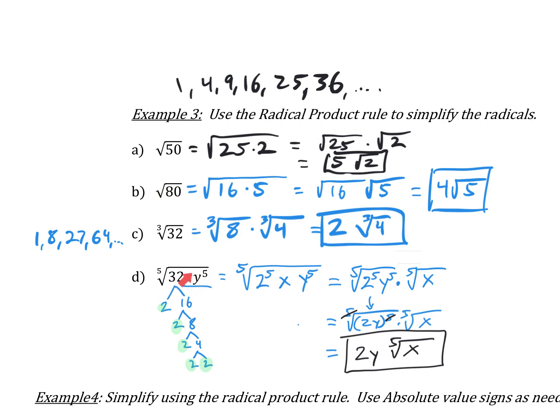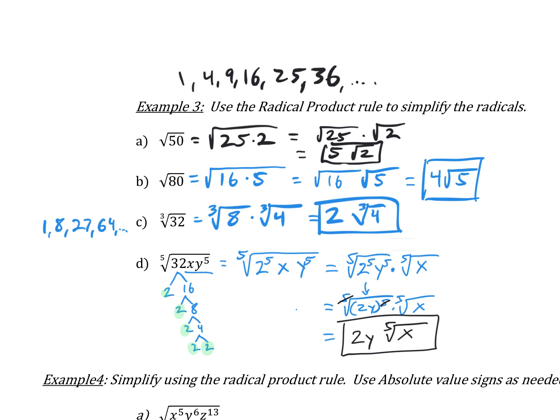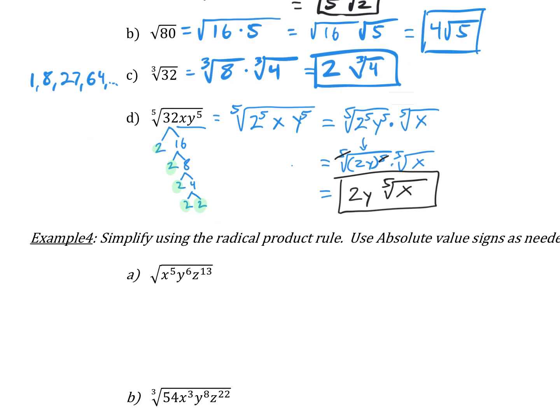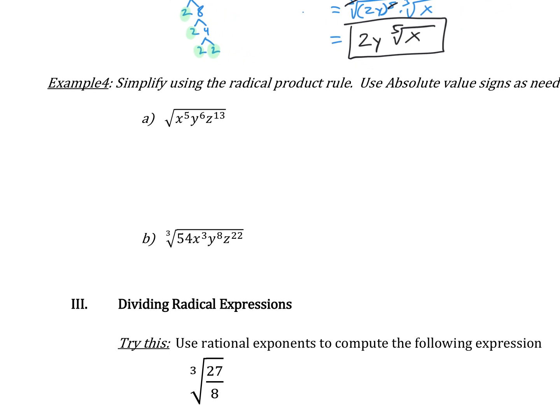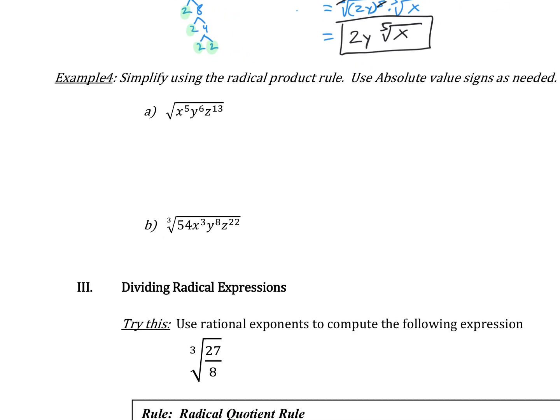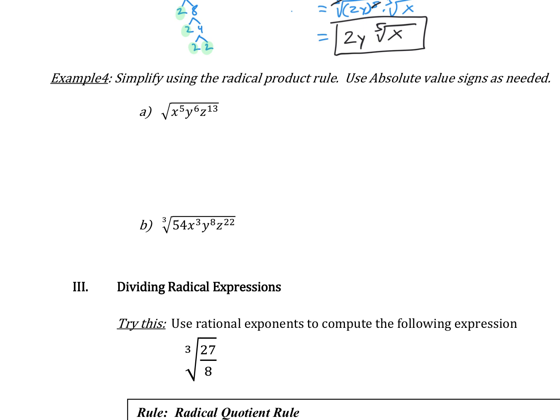So we've seen how the radical product rule works really nicely for simplifying radicals. It takes a number and we can break it into 2 square roots, part that we can square root, part that we can't, and we can simplify it. Now let's see how this works with variables. Okay, so remember that variables just represent numbers. So everything that we just did with those numbers also works here.